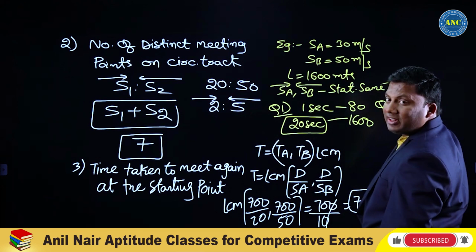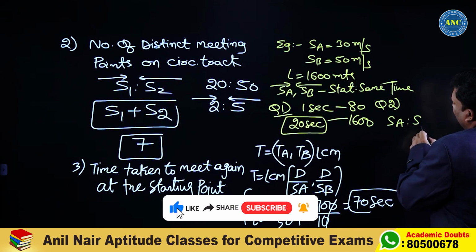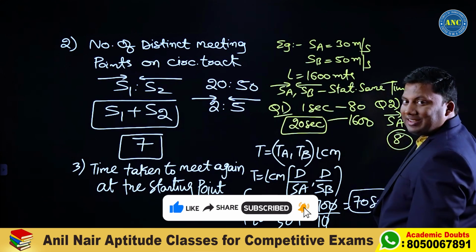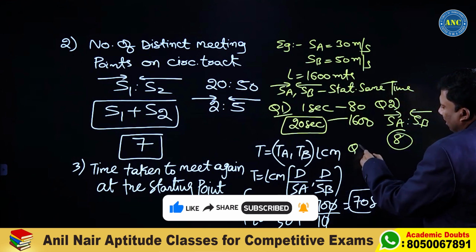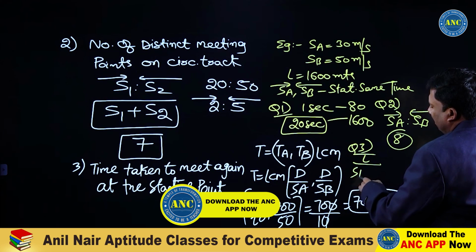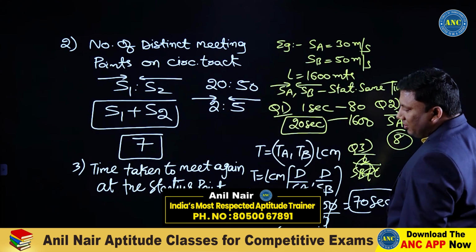Question number 2, for the first time. SA is to SB, both are moving in the opposite direction. 3 plus 5, it is 8. Question number 3, they are moving in the opposite direction. L by SB plus SA. This is question number 3.